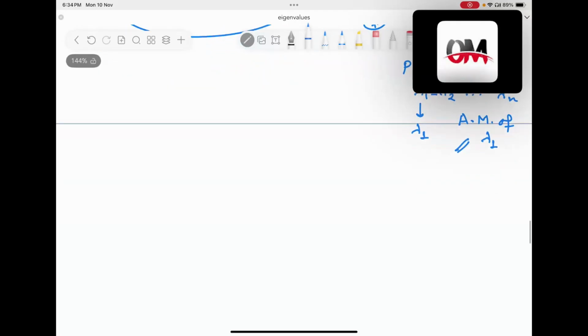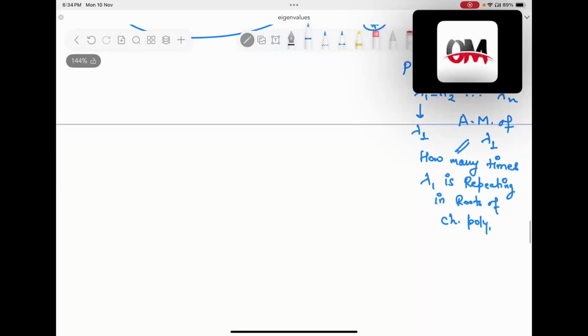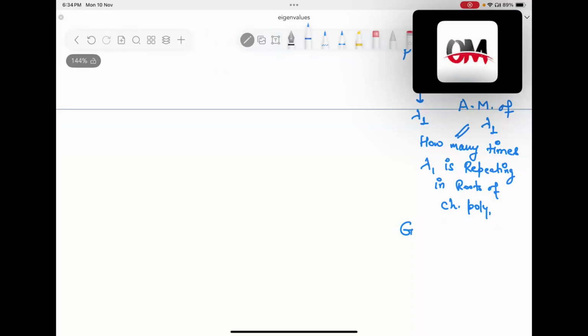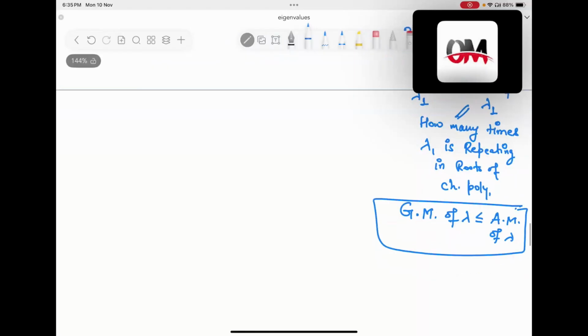So this means how many times lambda 1 is repeating in the roots of the characteristic polynomial. And you can verify that the geometric multiplicity of any eigenvalue is always less than or equal to the algebraic multiplicity of lambda.